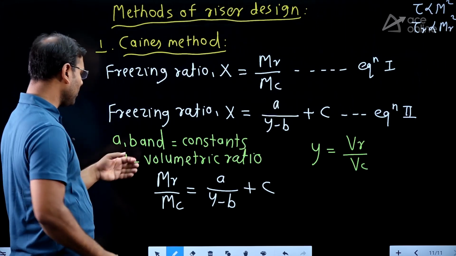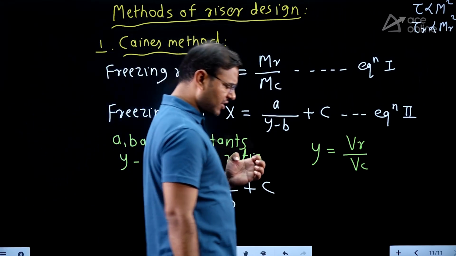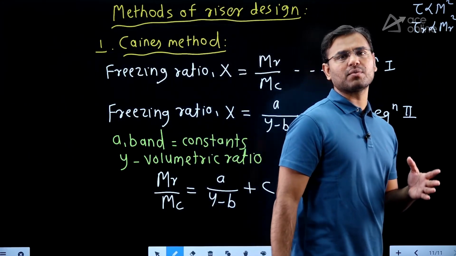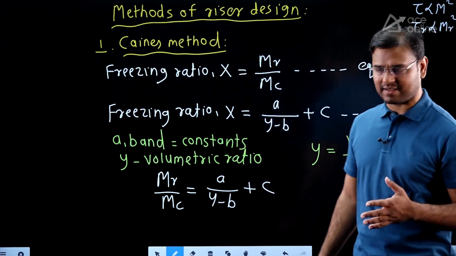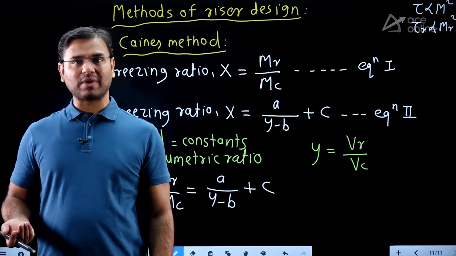Then guys, the modulus of riser. In today's lecture, I didn't write the standard value for the modulus of riser, but the standard value for modulus of riser is d by 6, d by 6. And how can we calculate the modulus of riser?